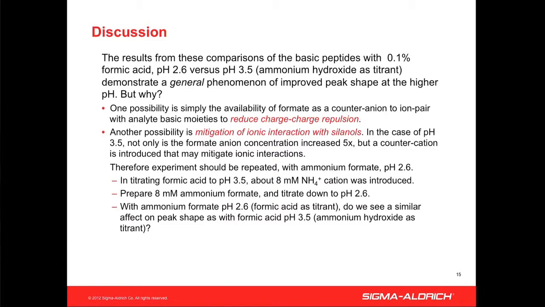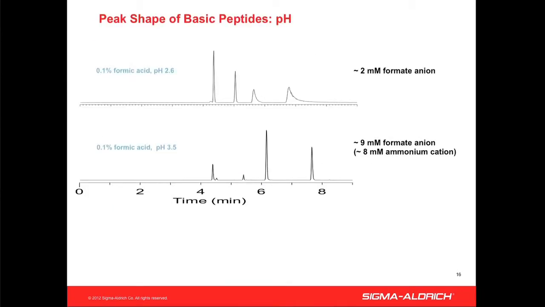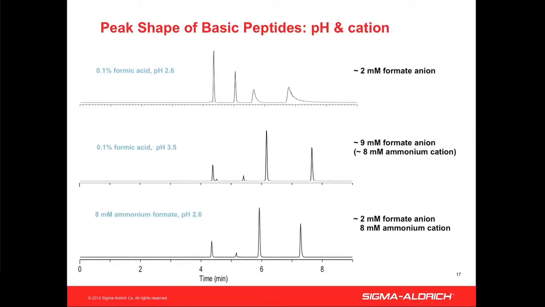So here again, this is what I showed you just previously with a 0.1% formic acid. We have about 2 millimolar formate anion. If we titrate it to pH 3.5, we now have about a 9 millimolar formate anion, but we have an 8 millimolar ammonium cation. So if we then do 8 millimolar ammonium formate and titrate it down to pH 2.6, we now get results that are very comparable to the case where we have formic acid and titrate it up with ammonium hydroxide.